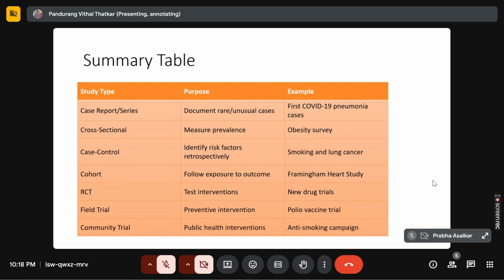Then cohort, follow exposure to outcome. One example of cohort studies is the Framingham heart study. RCT, test interventions. They are generally used in case of new drug trials. Field trials, they are preventive interventions like polio vaccine trial, and community trial, public health interventions like anti-smoking campaigns.